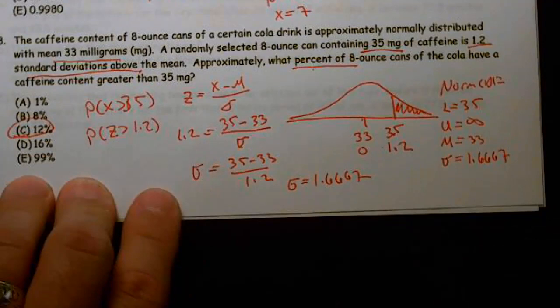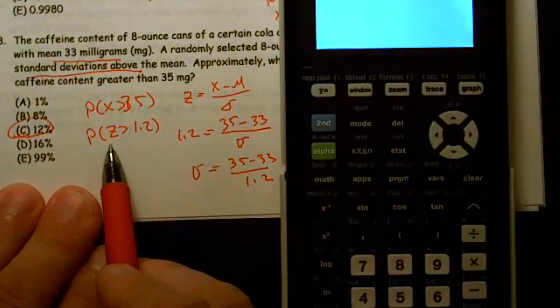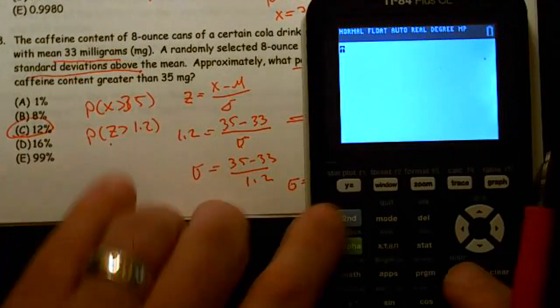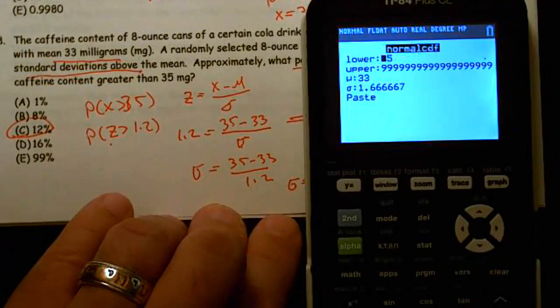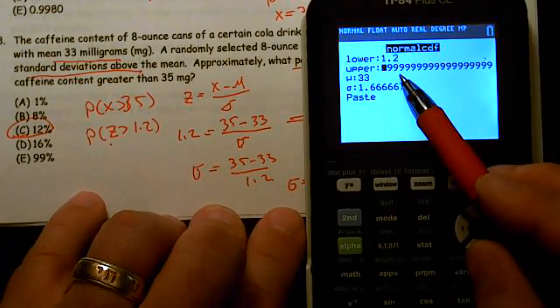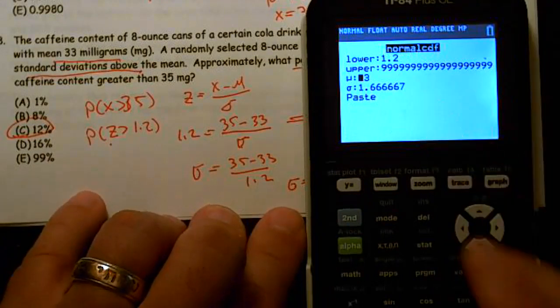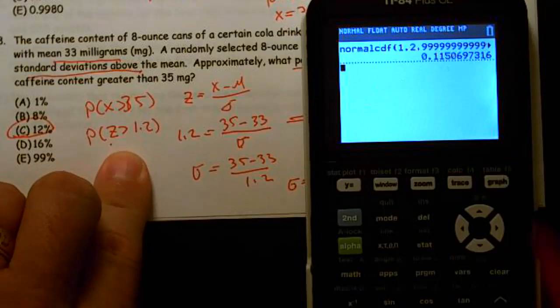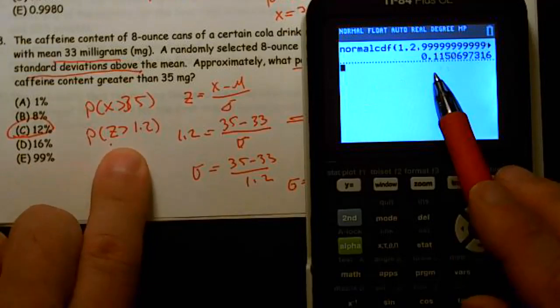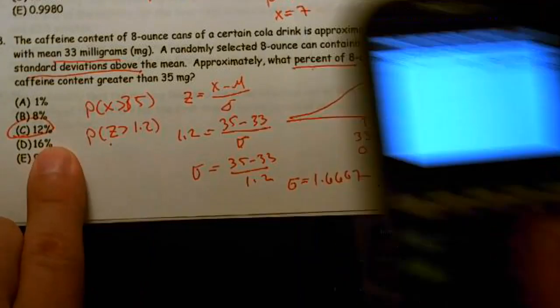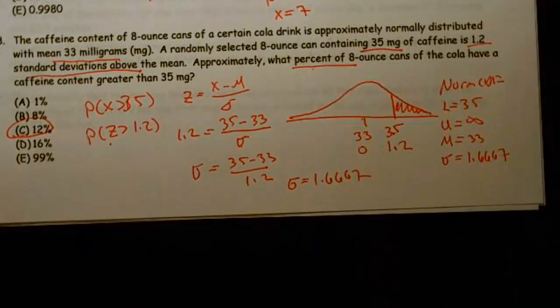There's a shorter way of doing that, though. We have the probability that z is greater than 1.2. So I could do second vars, normalcdf, lower bound 1.2. My upper bound is infinity. If we're talking about a z-score, we can plug in a mean of 0 and a standard deviation of 1, because all z-scores are like that. And we end up getting the same 0.115, and my closest answer is 12. Right, so either one of those would have been fine.